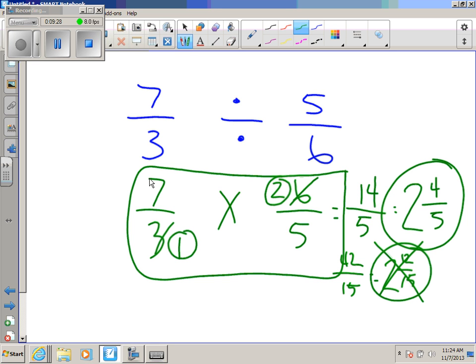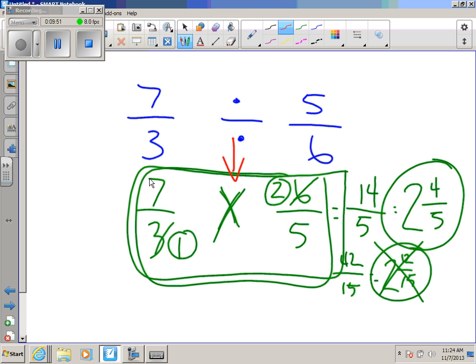Yeah, once you get here, like I said, once you have set it up, now you treat it like you've been doing the multiplication all along. The only thing different today is what? What is the only thing different today than what you've been doing the last couple of days? Liam? You're changing the division sign to a multiplication sign, and you are flipping the second fraction. That's it. That's the only thing that's different today. Everything else, once you get to this point, it's the same as what we've been doing. We've been multiplying with fractions.